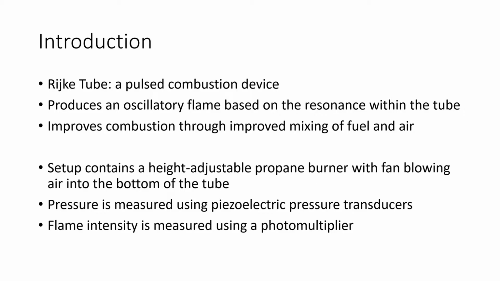A Rijke Tube is a pulse combustion device, meaning it produces combustion in an oscillatory manner. It consists of a large vertical tube with a propane burner whose height can be adjusted. The air inside resonates within the tube when the flame is properly placed, causing a feedback loop which improves the mixing of the propane and the air compared to open burning. This is one reason why pulse combustion is of interest to engineers, as it allows for more efficient fuel use in engines utilizing pulsating flow.